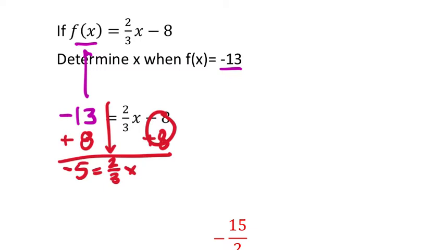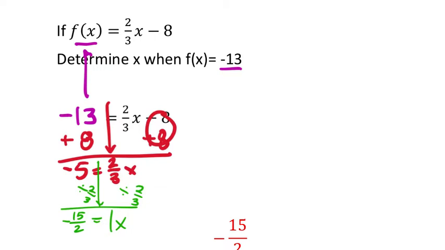Next up, let's make that 2/3 a 1. So principle of equality, divide by 2/3. Divide by 2/3. That will make it a 1x, like we would want. That's going to give us negative 15 halves, or negative 7.5.